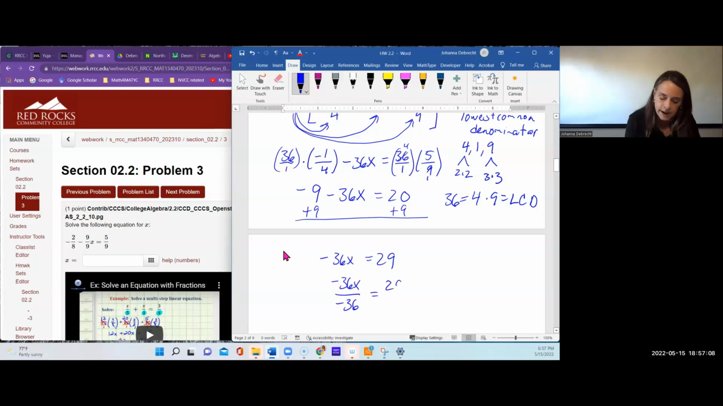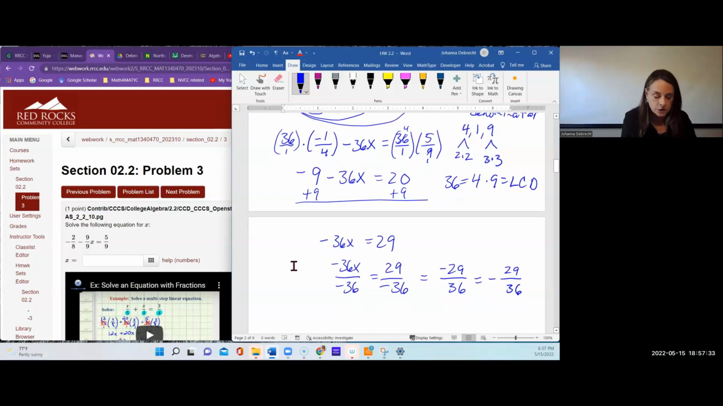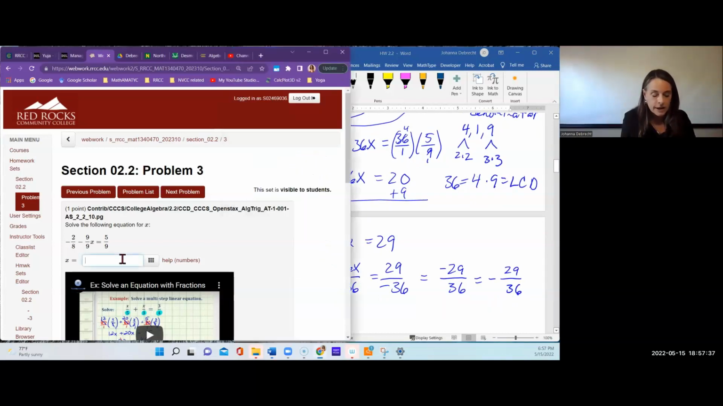This will isolate x. Now, negatives and fractions are floaters, and by that I mean you could write it in the numerator, or you could write it in the denominator, and you can also write it out front of the fraction if you prefer. They float between the numerator, denominator, and out front when you have a rational number. So in this case, our solution is negative 29 divided by 36. Let's check our answer and make sure we got it right.